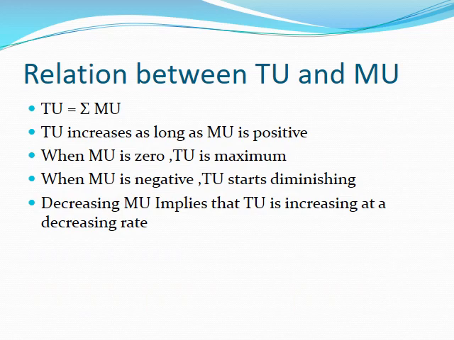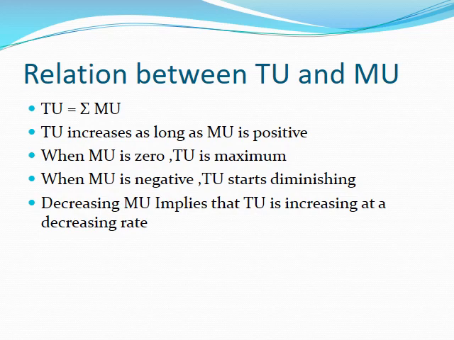So, let us summarize the relation between total utility and marginal utility like this. Total utility is the summation of marginal utility. We can calculate the total utility if marginal utility is given, by the same formula. Secondly, total utility increases as long as the marginal utility is positive. When marginal utility is 0, total utility is maximum. When marginal utility is negative, total utility starts diminishing. So decreasing marginal utility implies that total utility is increasing at a diminishing rate.